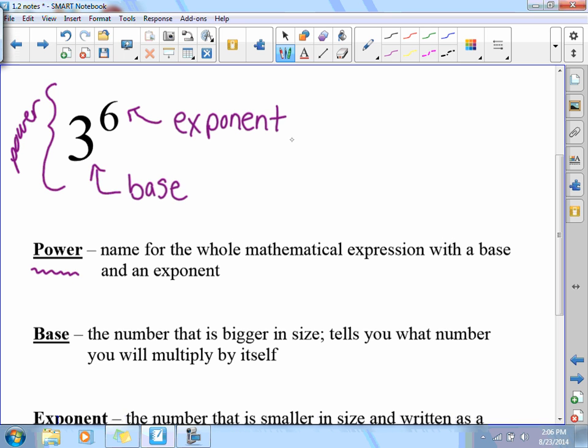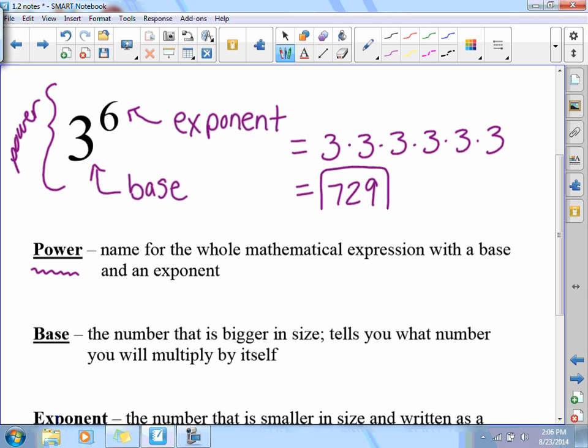And what 3 to the 6th power really means is 3 multiplied by itself 6 times. So 3 times 3 times 3 times 3 times 3 times 3. And if you actually multiplied that all out, you would get 729. So exponents are a way for us to write large expressions in a more compact manner.